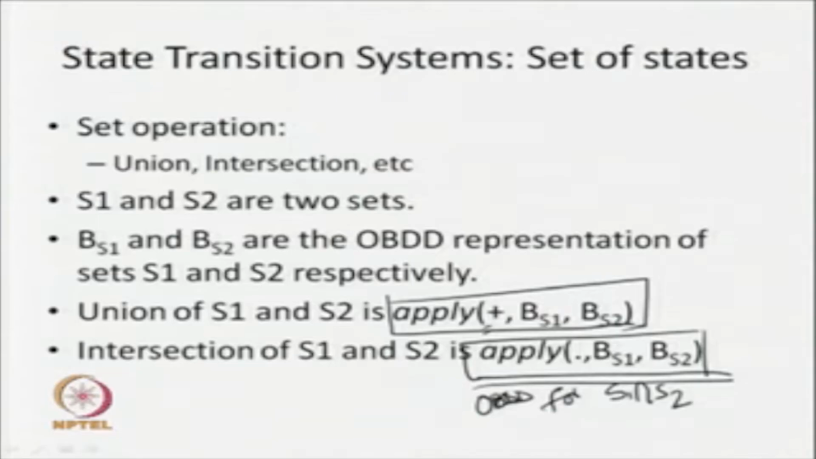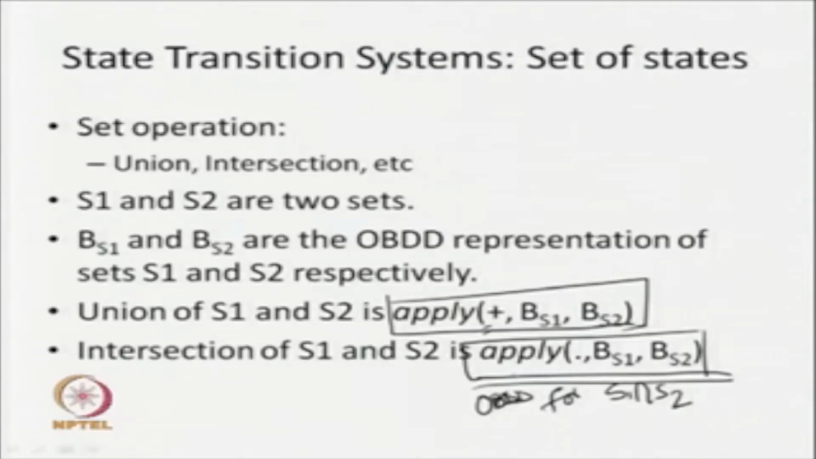So, you just see that if I have a BDD representation of two sets, then I can use this particular apply operation on that to get the union and intersection of these two sets. Already I have mentioned that when I use this apply operation, I am going to get an OBDD for this operation on S1 and S2, and the variable ordering of this resultant OBDD will be the same as that of BS1 and BS2.